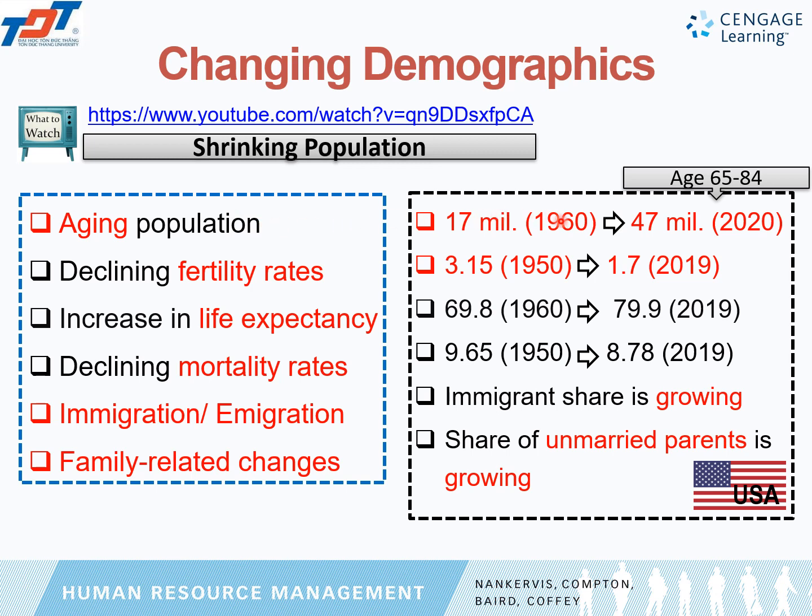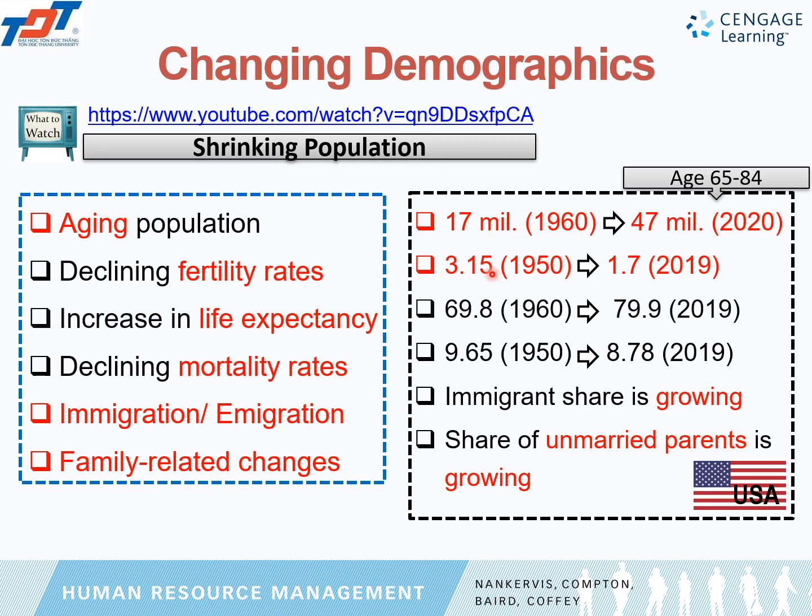For instance, in 1960, the share of people aged between 65 and 84 was only 17 million. Today, in 2020, this number stands at 47 million. So, an almost twofold increase in this population category. Declining fertility rates is also a problem in the United States.